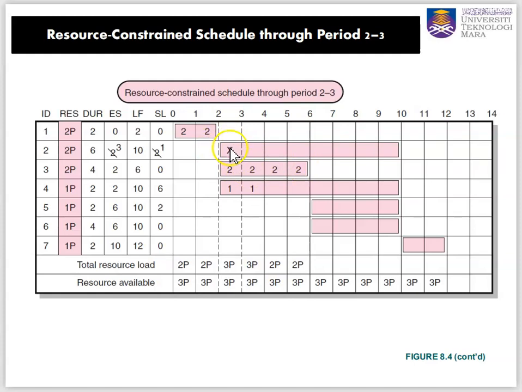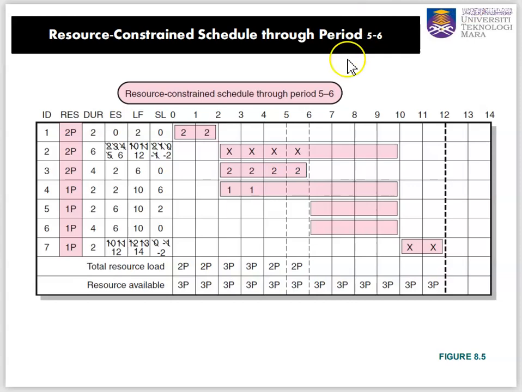Because we delayed 1 day already, the slack will become only 1 day. And the earliest start will be only after day 3. So we slash day 2, and we write 3 here. So can we start on day 3? Sorry, can we start at the end of day 3, which is day 4, for activity 2? Now we look into the next page.